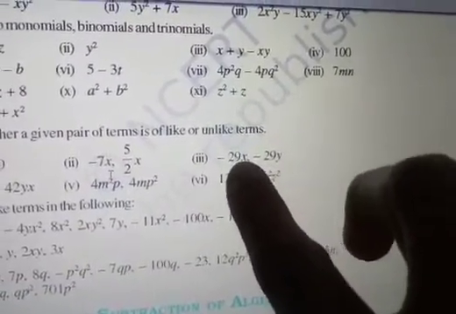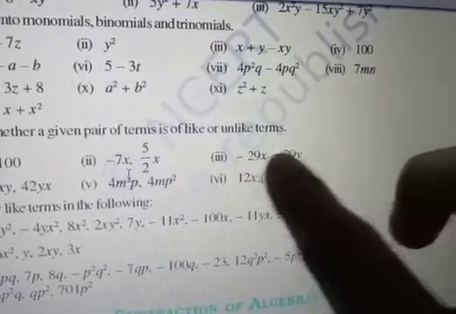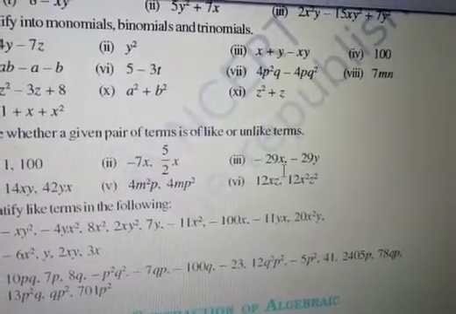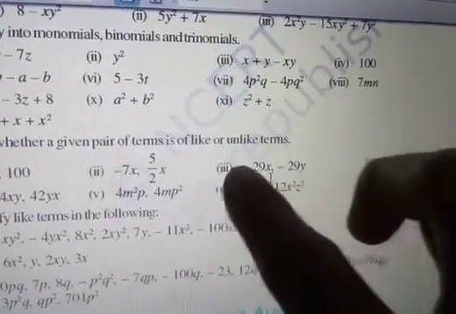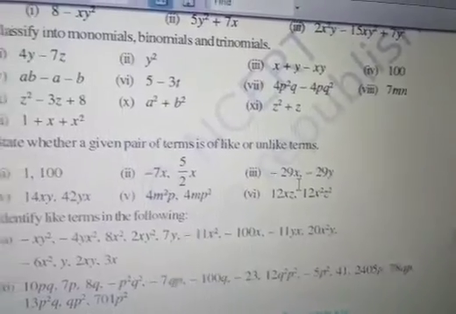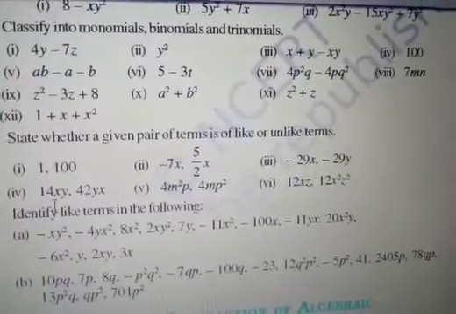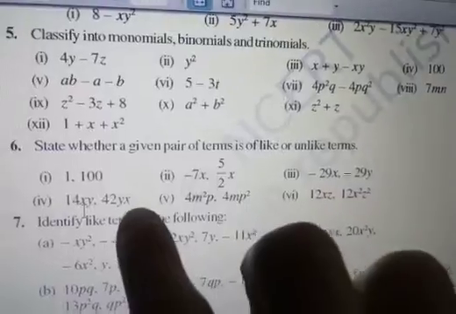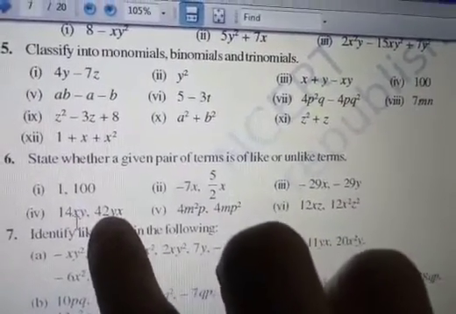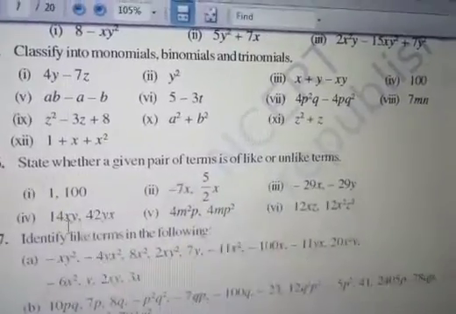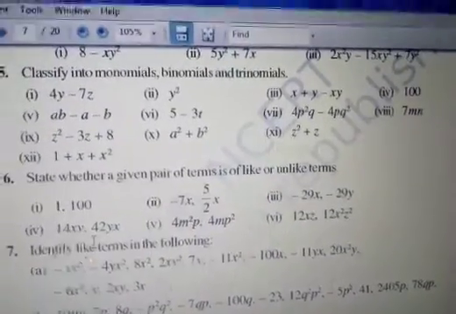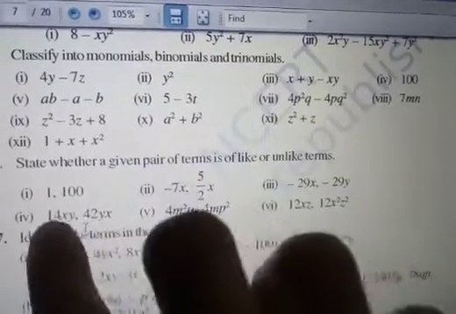Here variable is X. Here is Y. Both are different variables. So both the terms have different variables. So what you will write? They are unlike terms. So third answer is unlike terms. You can write side by side. Here fourth problem. XY, YX. Both look same because X is written only one time, Y also written only one time. So both the terms will have the same variables. So they are like terms.